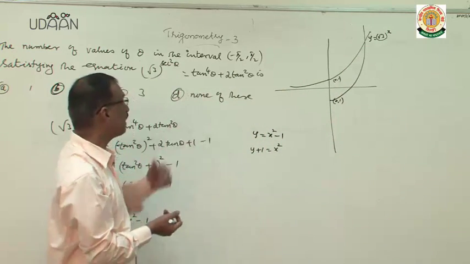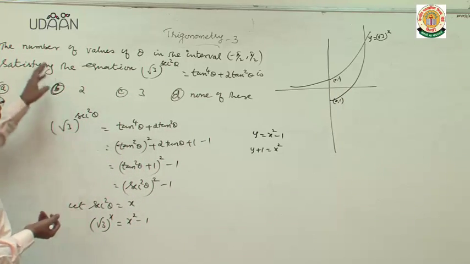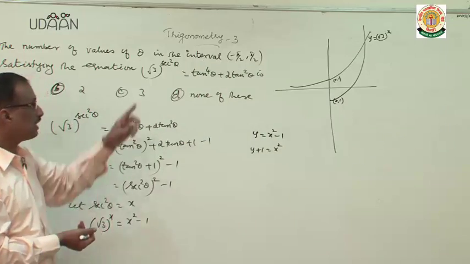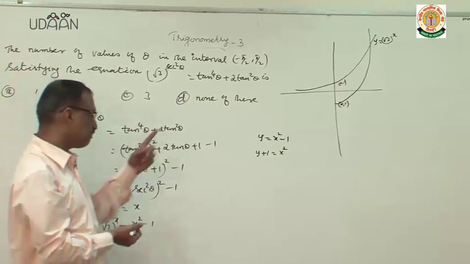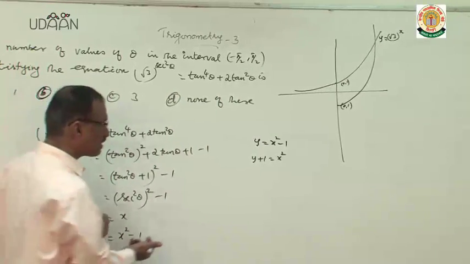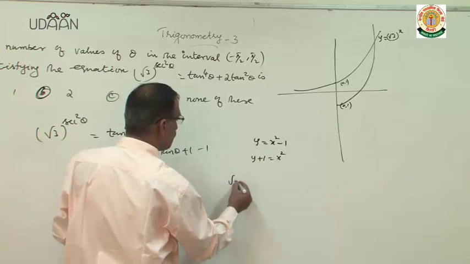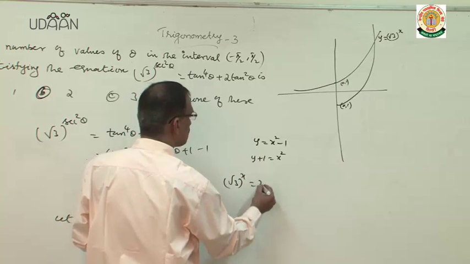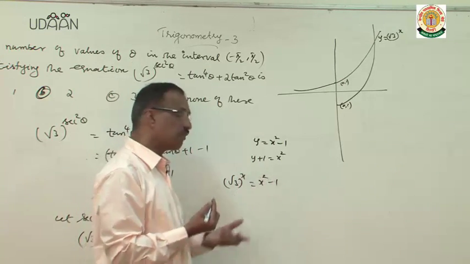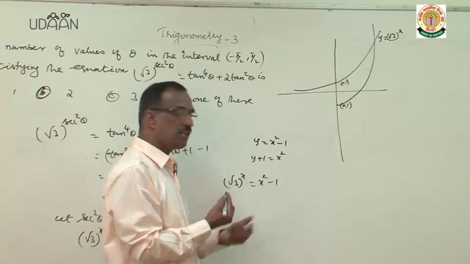So, what is that point? So, we can find that as here the number of values of theta in the interval we have to find out. It meets at one point. So, it meets at one point means what is the common solution for that? So, that means we get here root 3 power x equal to x square minus 1. This can satisfy when x is equal to 2.